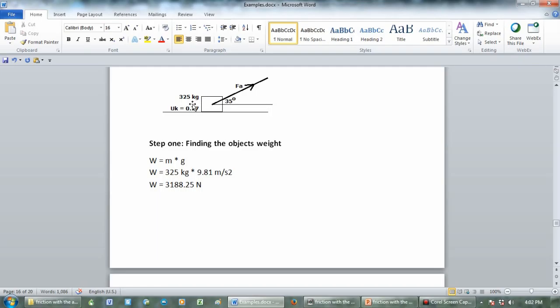Step 1, finding the object's weight. Weight equals mass times g. Weight equals 325 kilograms times 9.81 meters per second squared. The weight equals 3,188.25 newtons.